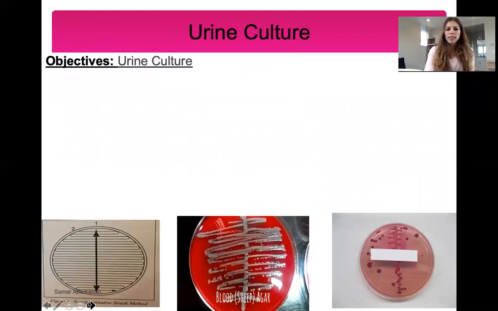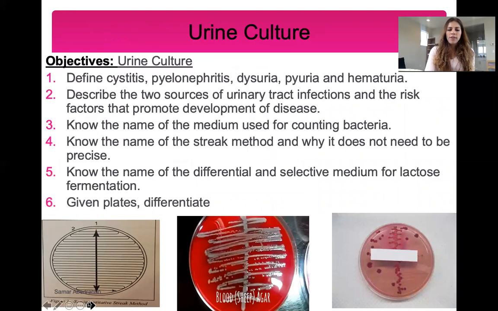And so the objectives of this lab is for you guys to define cystitis, which is bladder infection, pyelonephritis. Pyelonephritis is when we have kidney infection. Dysuria is painful urination, and then pyuria and hematuria have to do with blood in the urine. So hematuria is red blood cells and pyuria is white blood cells in the urine.